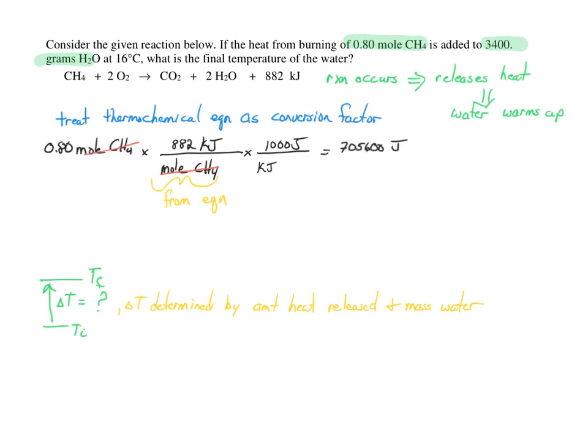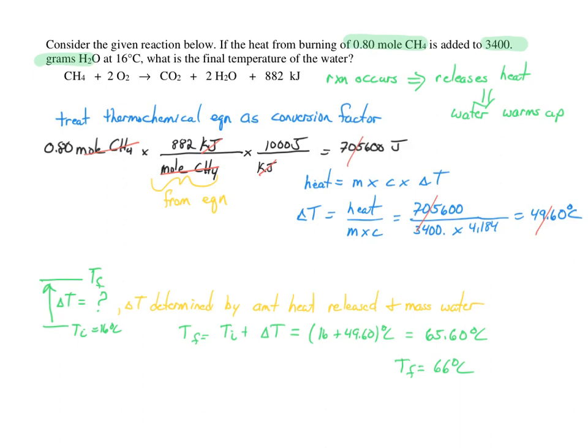All right, so we've calculated the heat that is released by the combustion of 0.8 moles of methane. And this is the heat that's going to be used to warm up the water. So the next step is to calculate this delta T, and from delta T we can get our final temperature. So here we are. We've determined the amount of heat that was released in the reaction. We want to determine the delta T so that we can add it to Ti to get Tf.